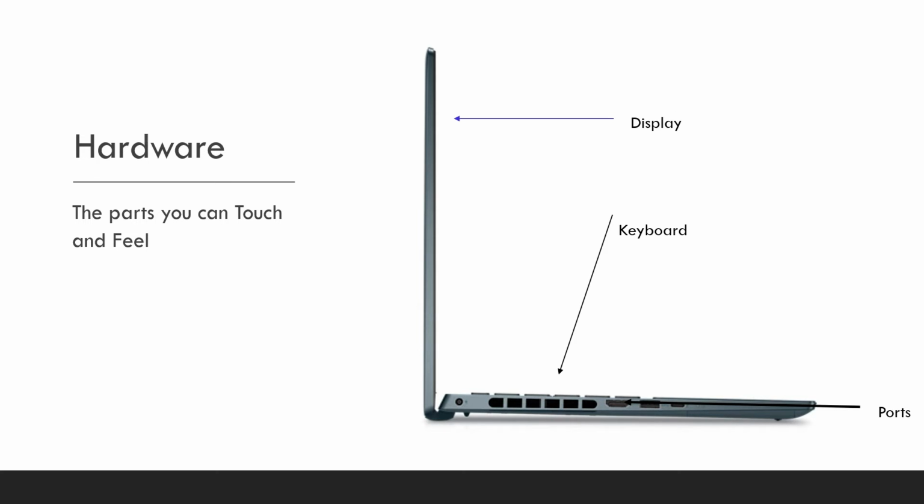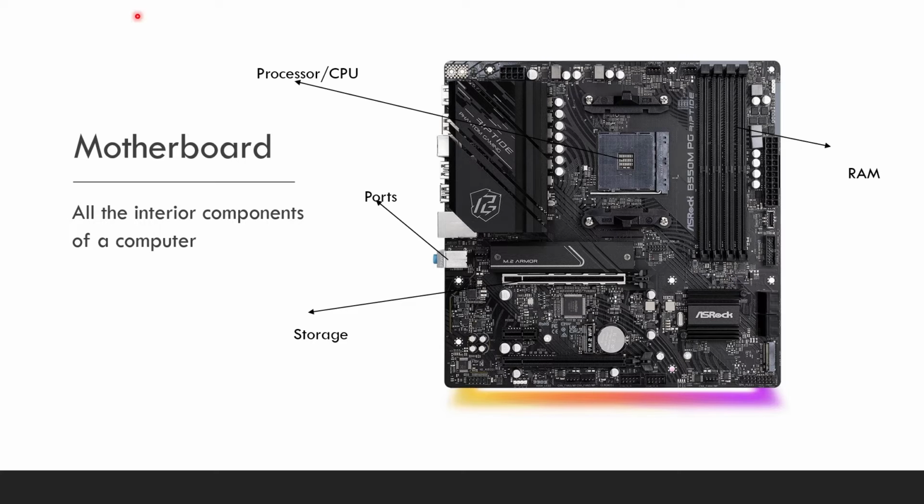Within this case, you have the motherboard. The motherboard contains all of the most important parts of your computer, which does the computing. This includes the processor, or the CPU, which stands for Central Processing Unit. This executes all of the main instructions of your computer and is basically the brain of your computer.